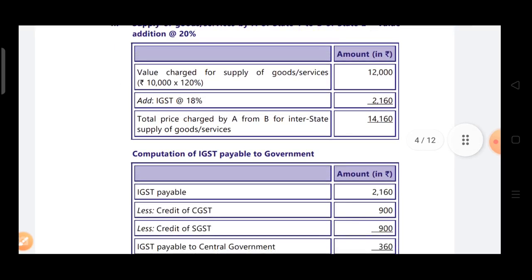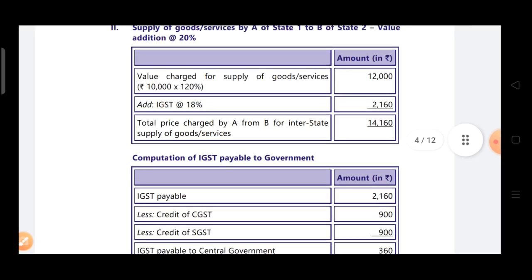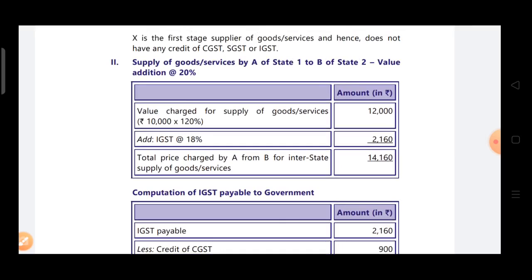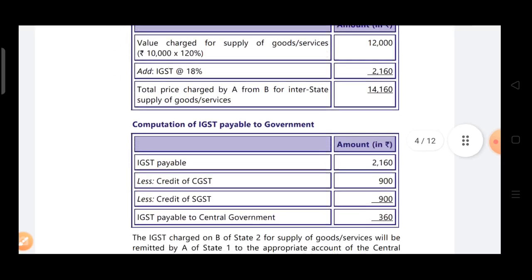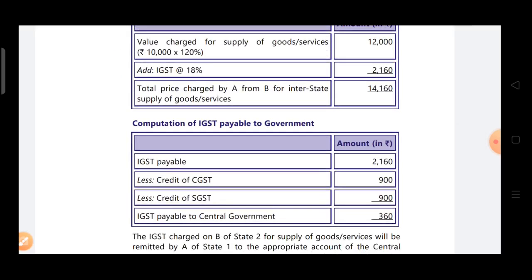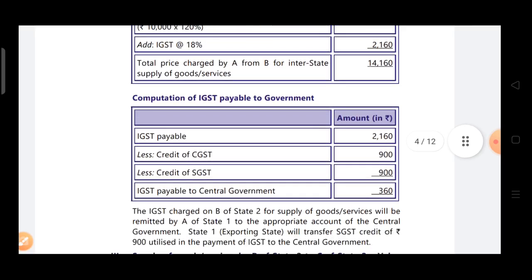Now we have to compute IGST that is payable to the government. This 2160 is not payable to the government because we have to set off the input tax in this. A, that is the supplier, in this case A is the supplier, is supposed to pay this IGST to the government account. So he'll not pay 2160, he'll set off his input tax and then he'll pay. So in this case input tax is CGST and SGST 900. See how it will get set off. IGST payable, see the statement, this computation, IGST payable is 2160.